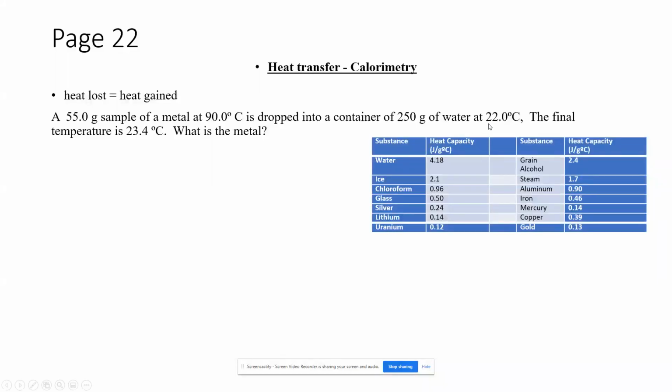Okay, so now let's turn to page 22. Now we're going to use Q equals MC delta T, and we're going to use this in the lab in an activity to actually calculate the Q value. So heat lost, heat gained. Heat is always transferred. When we have energy, energy is always transferred. And it always flows from high to low.